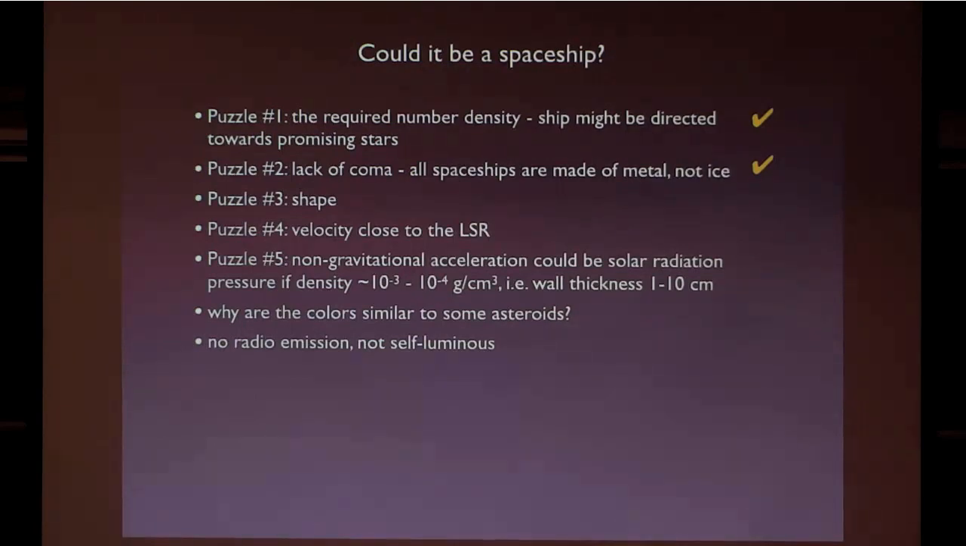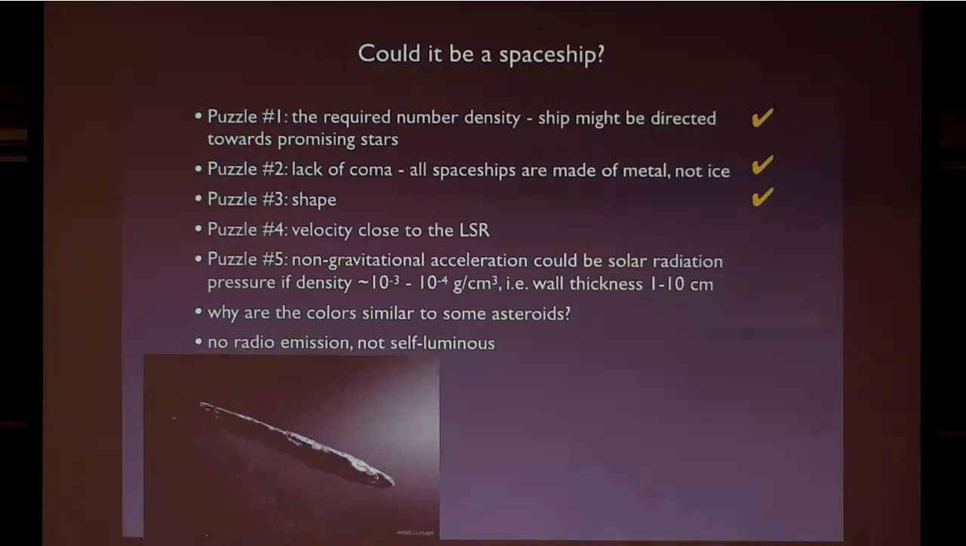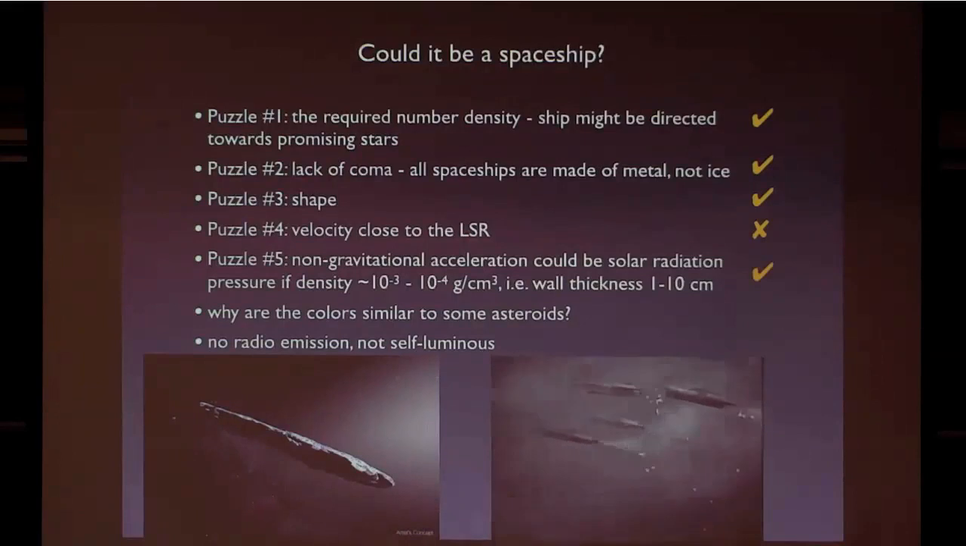Puzzle number 2, the lack of coma. Spaceships, we know that spaceships are made of metal, not ice, so that's okay. The shape, that's the estimate of the shape, and we all know what spaceships look like. The velocity close to the LSR, I think it probably doesn't naturally explain. The non-gravitational acceleration actually does pretty well, because if it's a spaceship, it's hollow. That means the ratio of mass to surface area is far lower than a solid body.